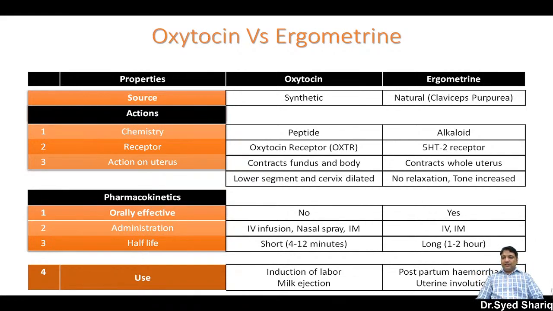While ergometrine is used in postpartum hemorrhage. Why is it used in postpartum hemorrhage? Because it contracts the whole uterus. The bleeding can occur at any point, so we want the whole uterus to be contracted. We don't want any relaxation in between, because in the relaxation, the bleeding will start again. Therefore, ergometrine is a very good choice for postpartum hemorrhage, because it contracts the whole uterus, and secondly, there is no relaxation in between.